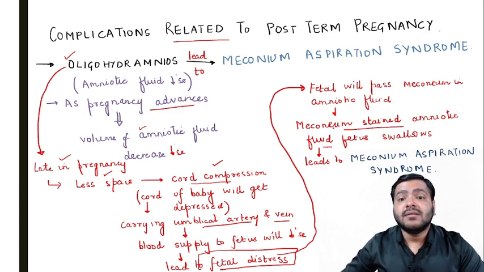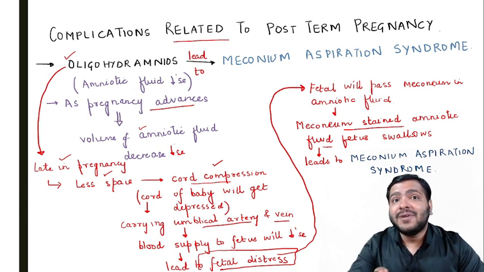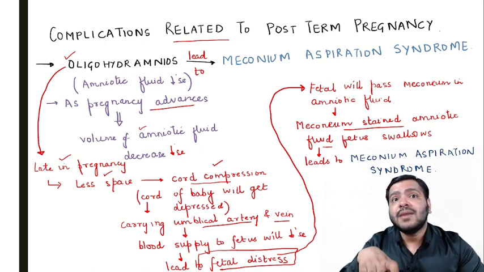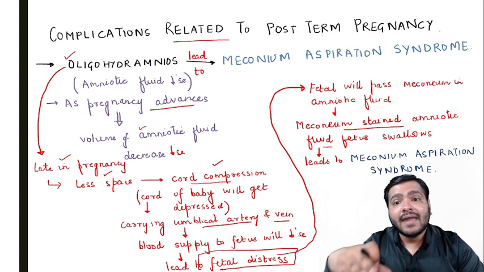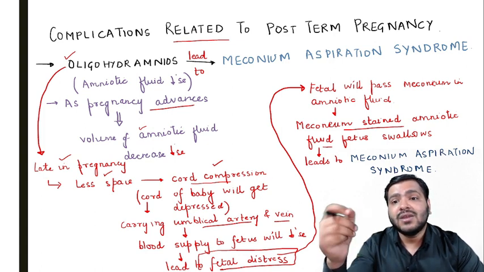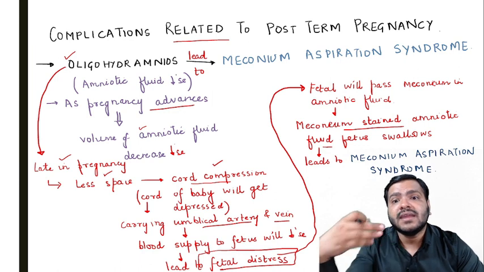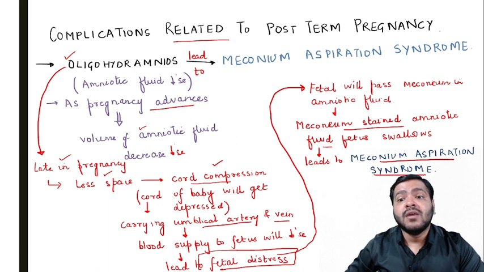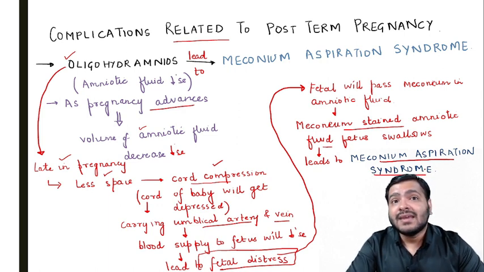Now you all know that amniotic fluid is kept in balance. How? After 20 weeks it is produced by the fetal urine, and the amniotic fluid is further swallowed by the fetus. So this is how the amniotic fluid is kept in balance. And the fetus will try to do the same over here also. It will try to swallow the meconium stained amniotic fluid, and that will lead to meconium aspiration syndrome. So remember guys, the very crucial complication of post-term pregnancy is meconium aspiration syndrome, and this is how it arises.